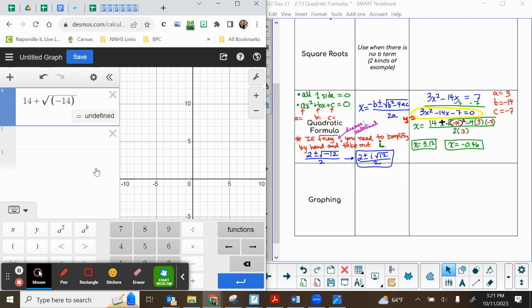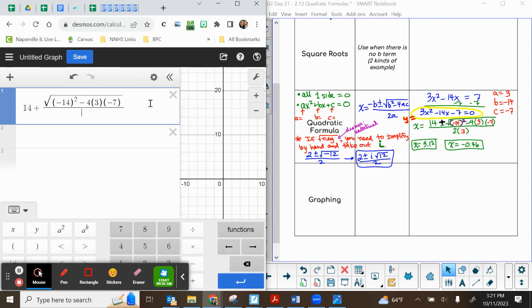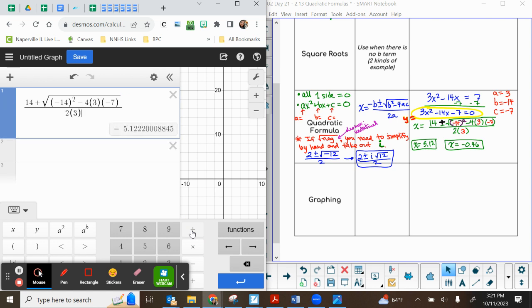negative 14 parentheses squared, and then minus 4. I'm just writing it just like it is on my paper. And then you would need to put it all over 2a. If you do this, it's not all over 2a. So I actually need to highlight the whole thing, and then I can divide by 2a. And that tells me that my answer is 5.12, which is right here. And then I'm going to change the plus to a minus, and that gives me my other answer.